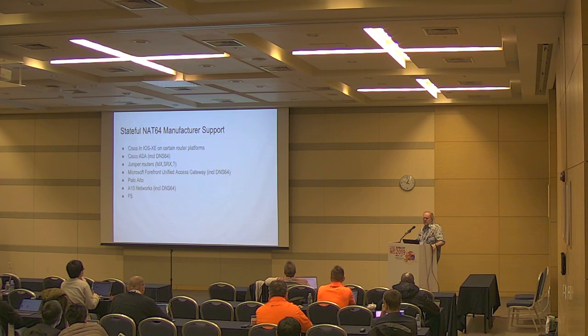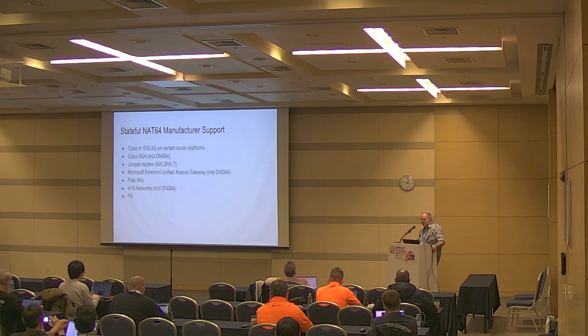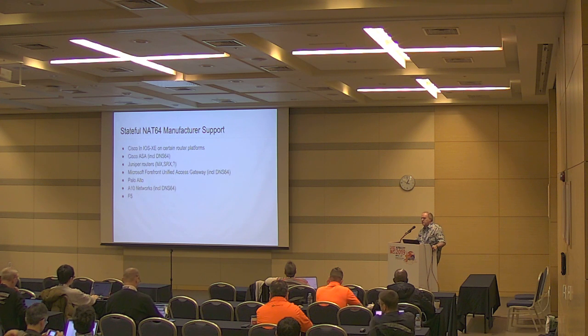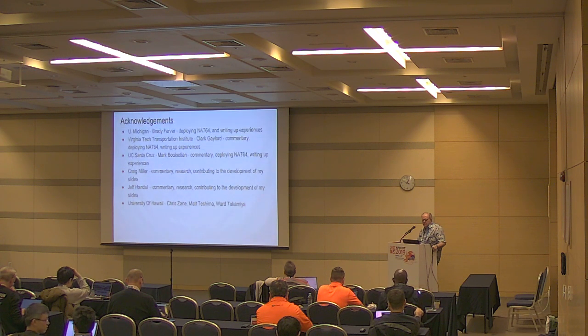So, kind of a list of stateful NAT64 manufacturers: Cisco and IOS XE on certain router platforms. It's not in all IOS XE platforms. ASR is one of the platforms. Then ASA. NAT64 tends to appear on things that are more like firewalls and security appliances and load balancers than it does on routers, although I think Juniper routers also do it. And then, of course, the letter-followed-by-number class of devices.